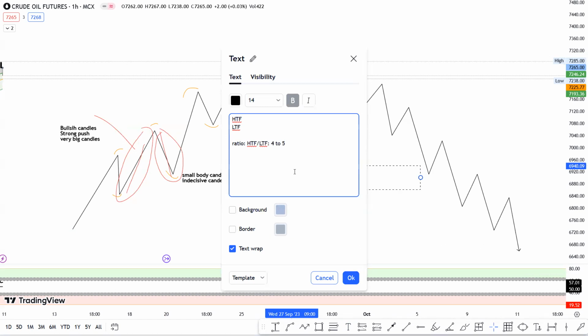Let me give you an example. For intraday, I will consider the higher time frame as 60 minutes, whereas the lower time frame is 15 minutes. So my higher time frame is 60 minutes and my lower time frame is 15 minutes. Get fixed to only these two time frames. When you are fixed to these two, a lot of clutter is removed from your mind. Then, what is the trend?